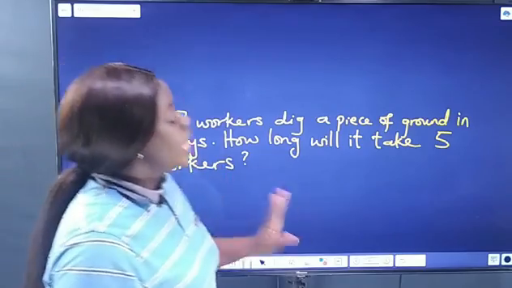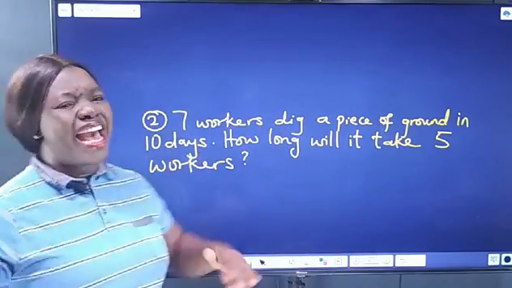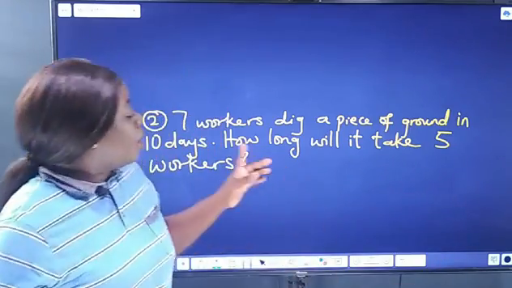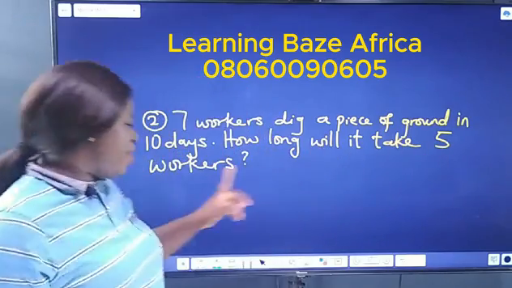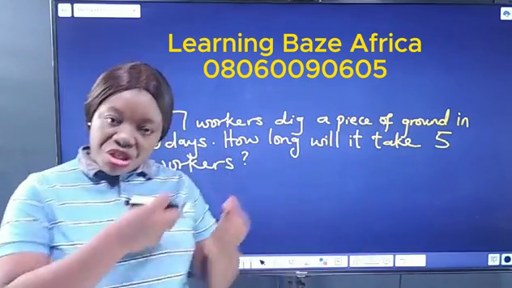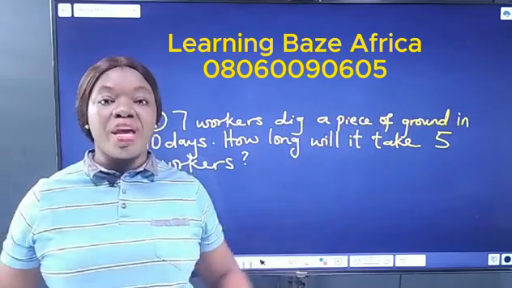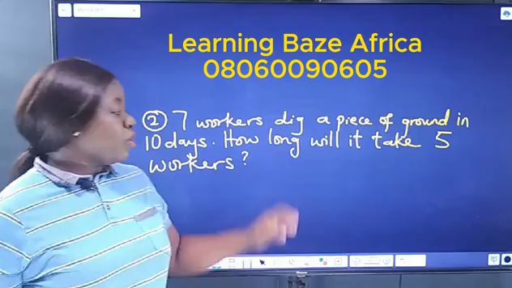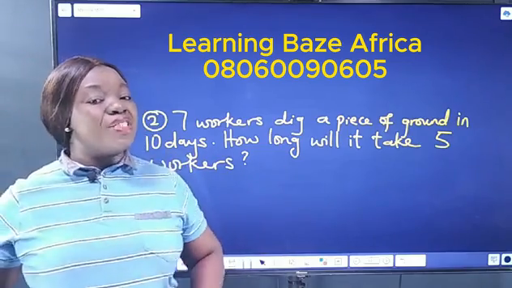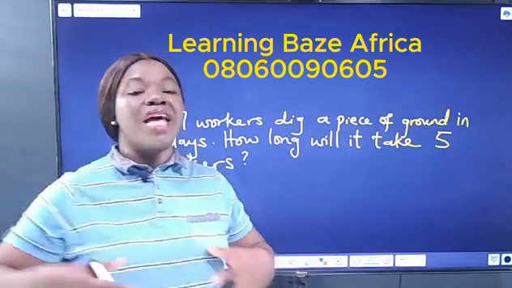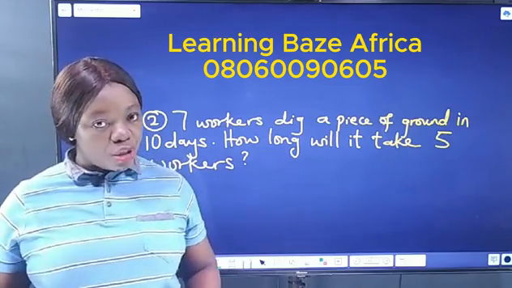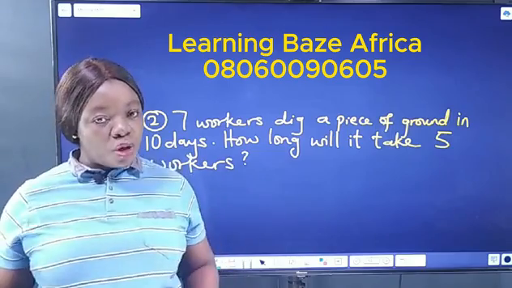7 workers dig a piece of ground in 10 days. 7 workers in 10 days. Okay? How long will it take 5 workers? If there are many, it will reduce the number of days because there are many. They will be able to finish the work quickly. When there are not many, when the number has reduced, the number of days will be more because we don't have enough workers. Such variable or such proportion is known as inverse proportion.